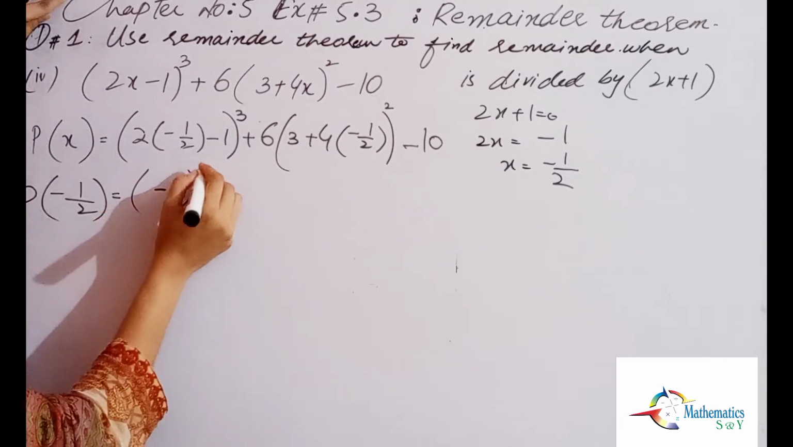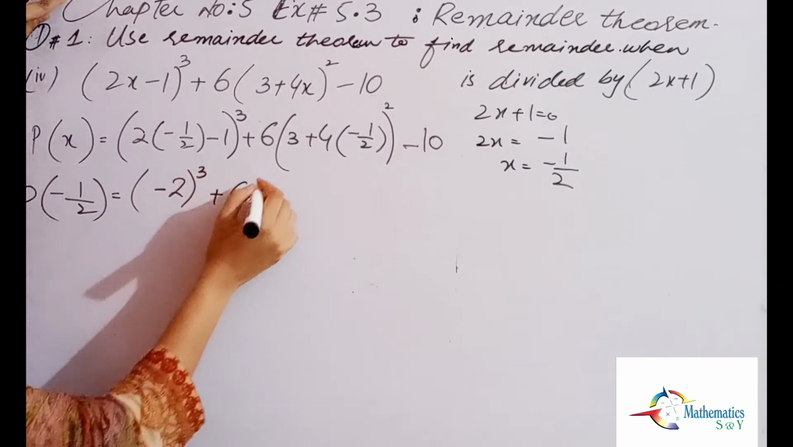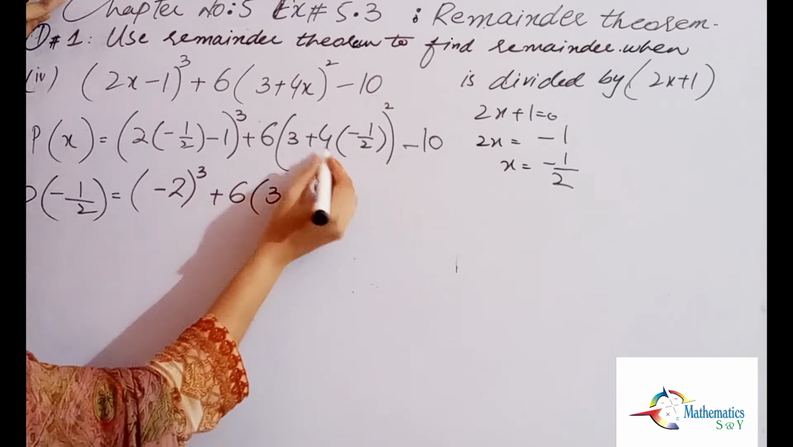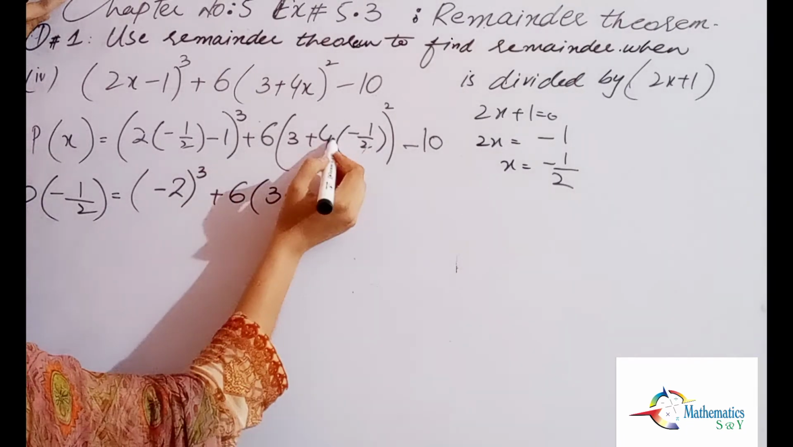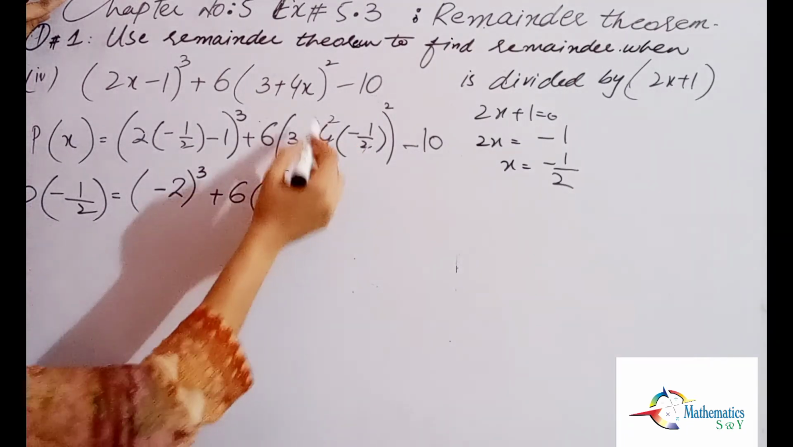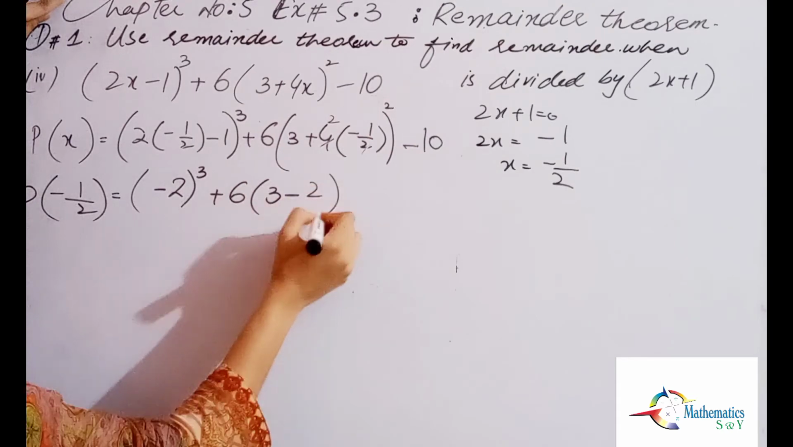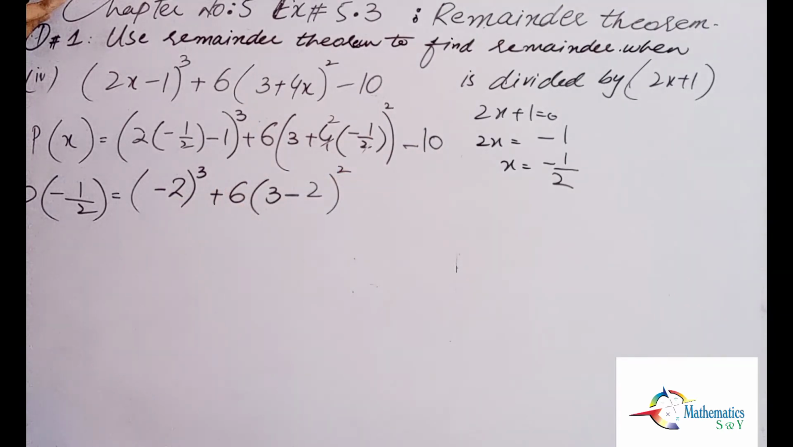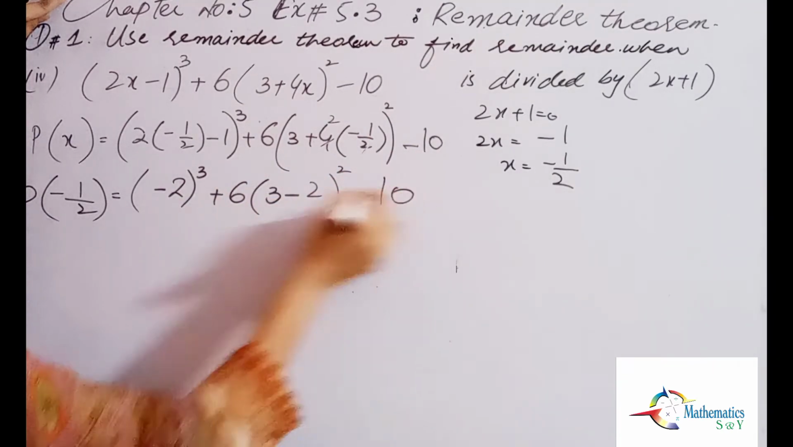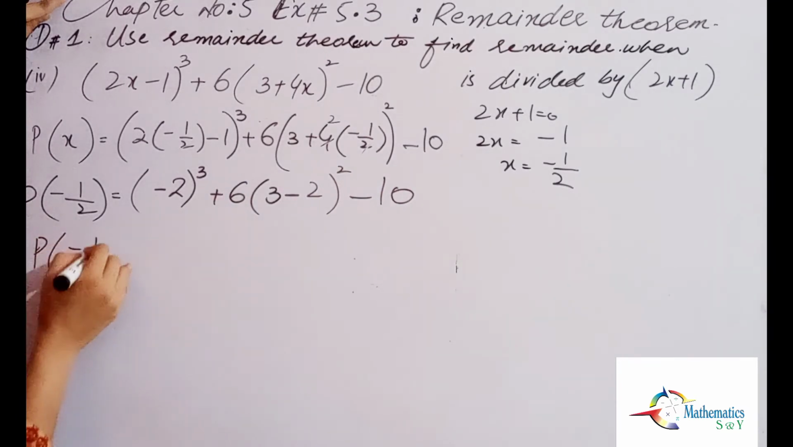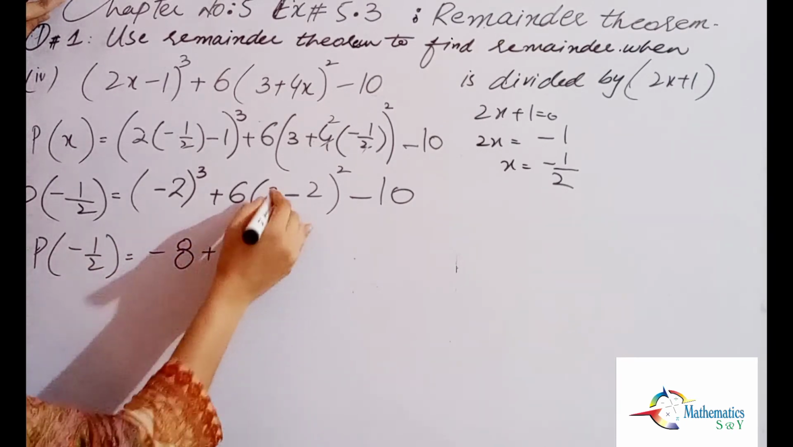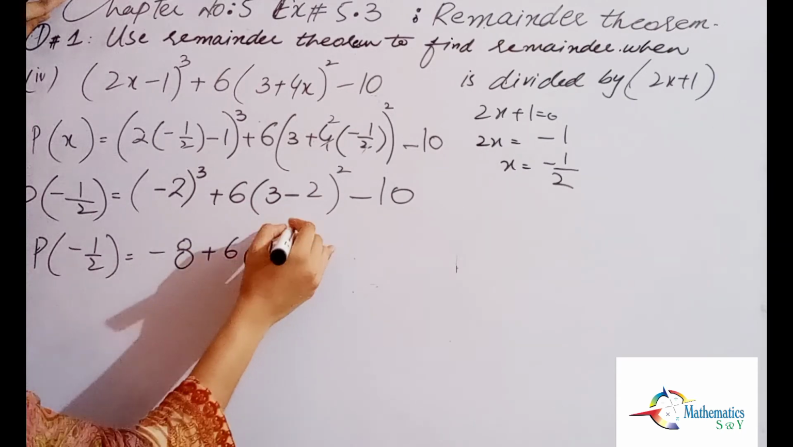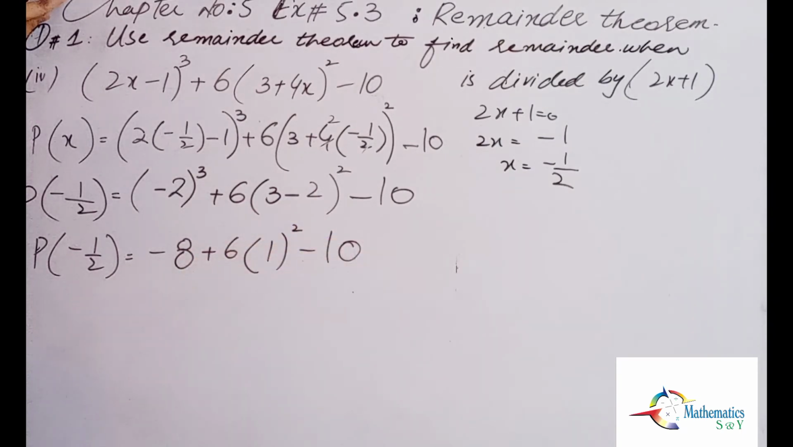The sign will be of minus 2 cubed plus 6, 3 plus minus minus, this will be cancelled. 2 times 4, this 2 one times 2, squared, and minus 10. So p of minus 1 by 2: the cube of minus 2 is minus 8, plus 6 times 3 minus 2, which is 1, squared, minus 10.